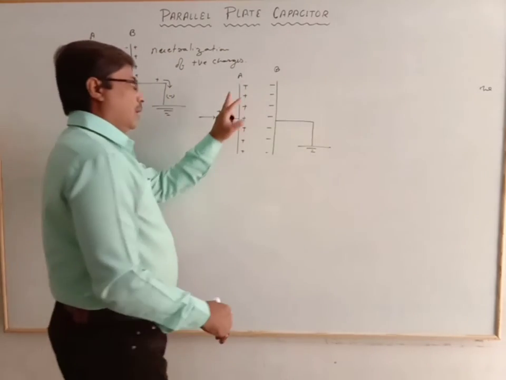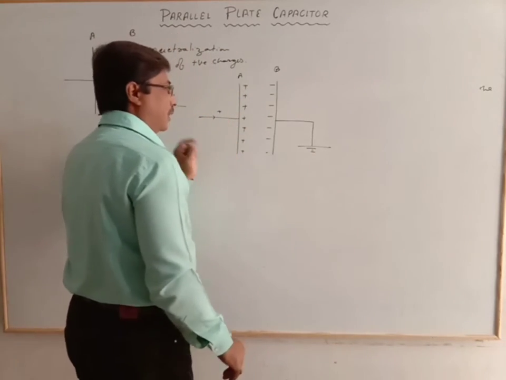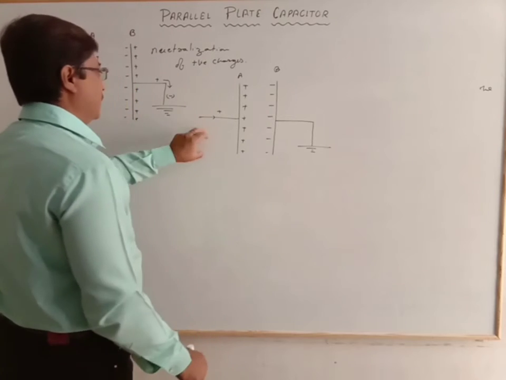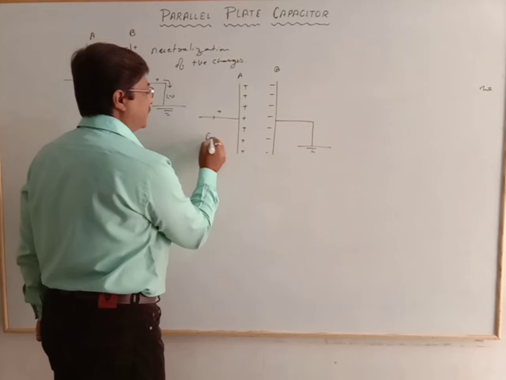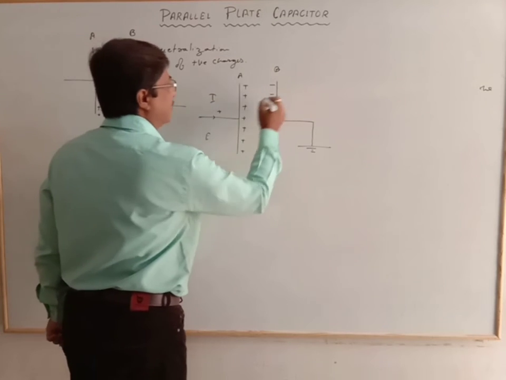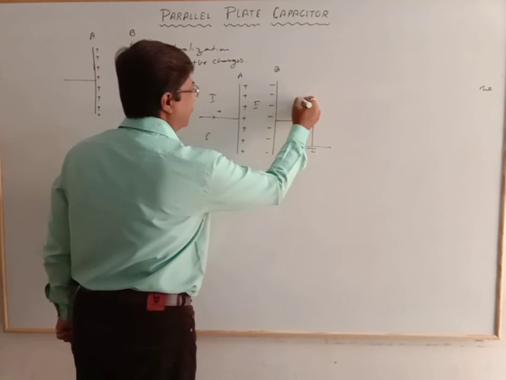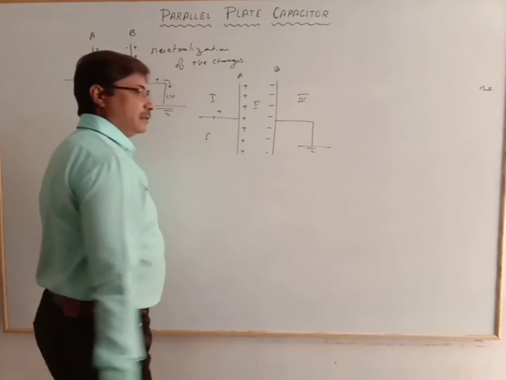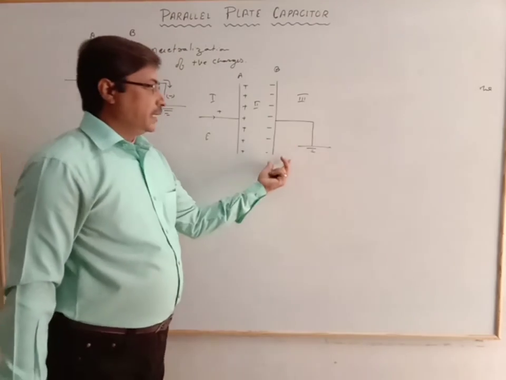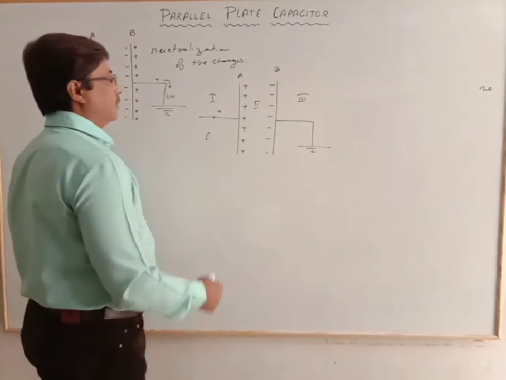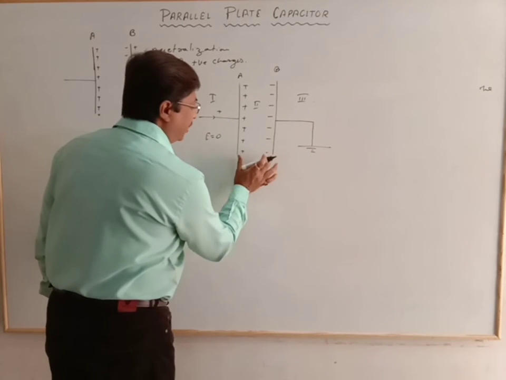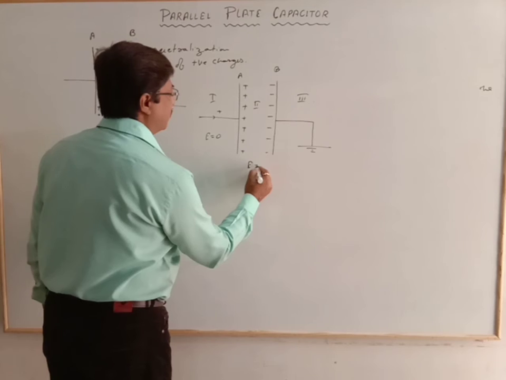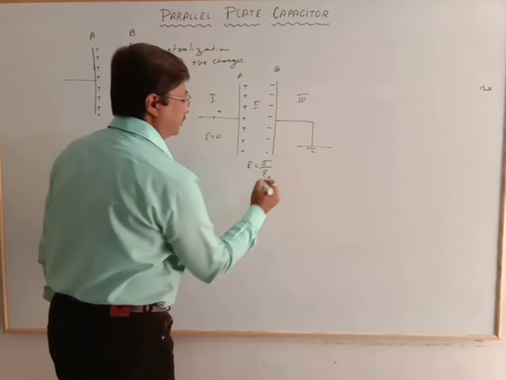So, for either of the plates, we are discussing here the electric field. Let the first region be on the left, the second region in the middle, and the third region to the right of plate B. We can say that E is equal to 0 in the outer regions, but in the middle of these two plates, E is equal to sigma by epsilon naught.